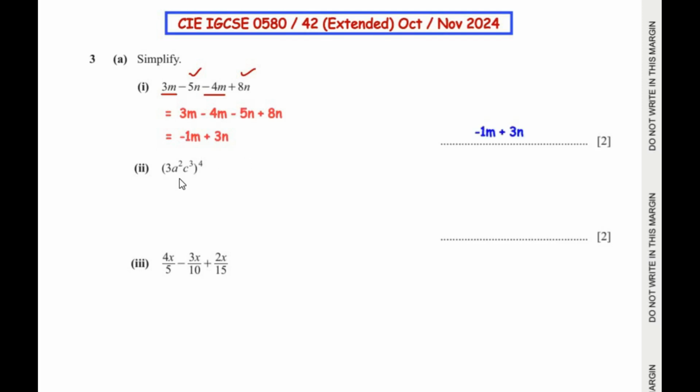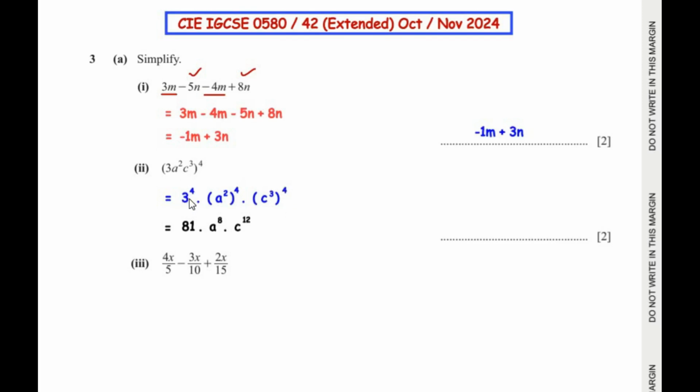Now the second question is from laws of indices. It is given that (3a squared c to the power of 3), the entire term, is being raised to the power of 4. Now according to the laws of indices, we have to distribute this power to each and every term within this bracket. So we get 3 to the power of 4 times a squared to the power of 4 times c to the power of 3 raised to the power of 4.